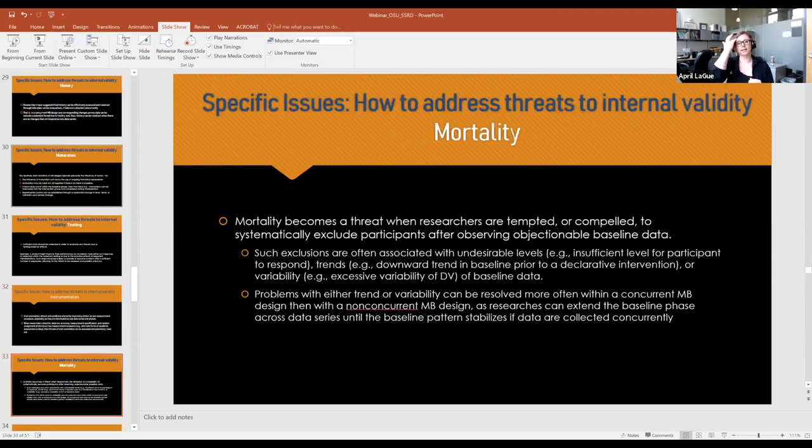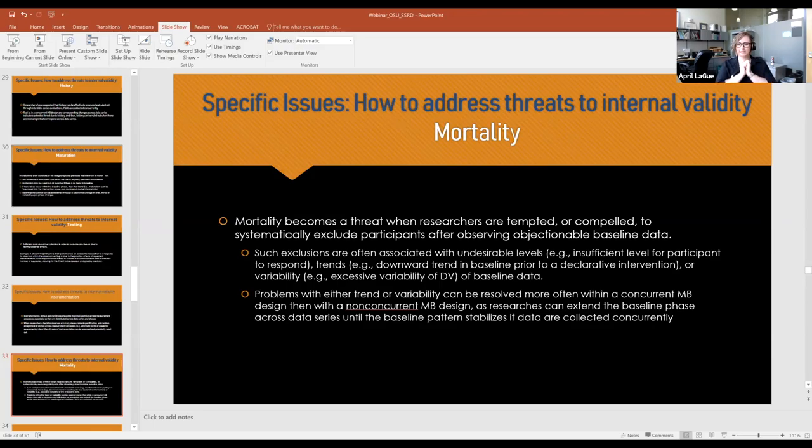We talked a little bit about mortality in that you might lose some participants, but there's also this piece of some researchers, when the levels don't look desirable, participants are dropped or interventions stop and those kinds of things. And so it's really important, if you have some sort of mortality, that you look at the trend and variability. It can be resolved a lot easier with a concurrent multiple baseline design, because we can extend the baseline phase. So I've got all these students and I'm going to do my baseline phase 3, 6, 9 days.